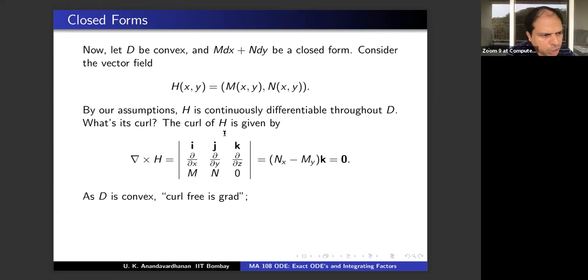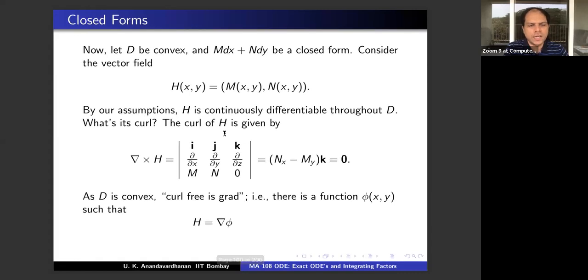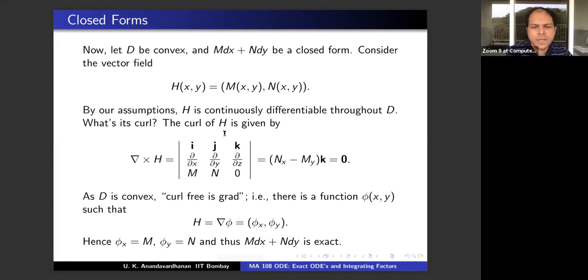Convex is a nice shape, and on nice shapes, the converse is true. Curl free is grad. Some of you might have seen this proof, some of you might not have seen. We will recall. So there is a function phi such that h is grad phi. Curl free is grad, h is curl free, therefore it is grad of something. And grad phi means phi x comma phi y. Therefore, there is a function phi such that phi x is m, phi y is n. That is the meaning of saying this is exact, right? There is a function u such that del u by del x is m and del u by del y is n. And that function is this phi.